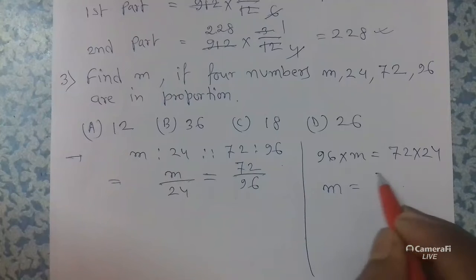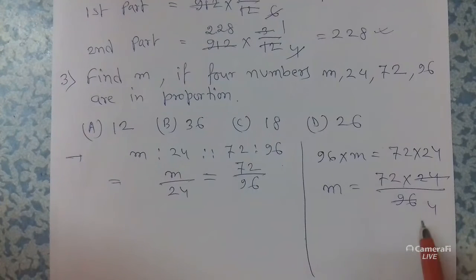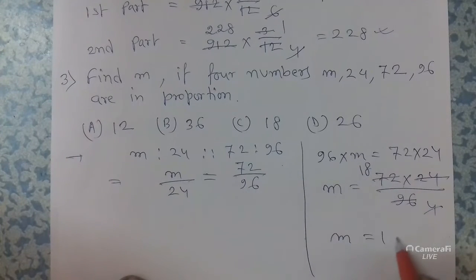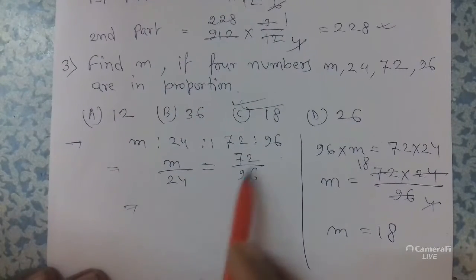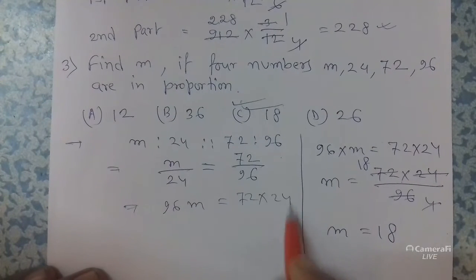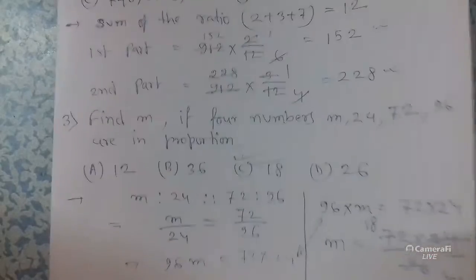So M is equal to 72 into 24 by 96. If we divide 24 and 96 by 24, then it will be 4, and 72 divided by 4 is 18. So M is equal to 18. So 18 is the correct answer. And if you use the other method, after writing it like this, you have to cross multiply. So 96M is equal to 72 into 24 will come. So both are correct. You can use any method. I hope all of you understood. Next problem.